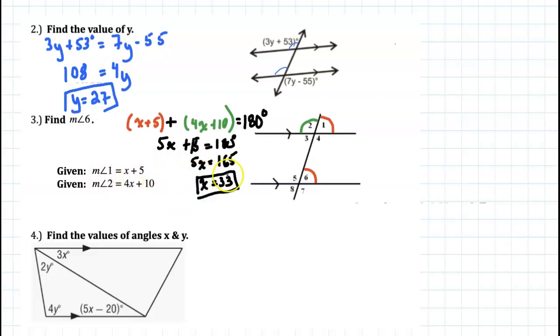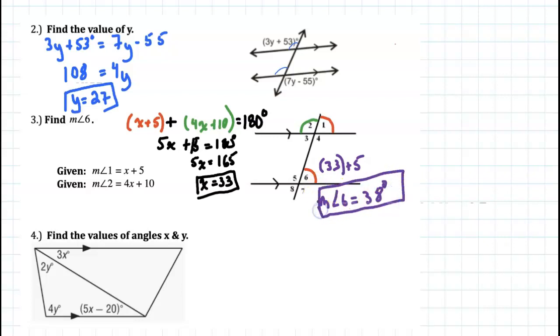But how does that help us with the measure of angle 6? It's the same as the measure of angle 1, right? So let me just change colors here. So we're going to say this angle here, they're equal. That's going to equal 33, which is x plus 5. So the measure of angle 6 is equal to 38 degrees.